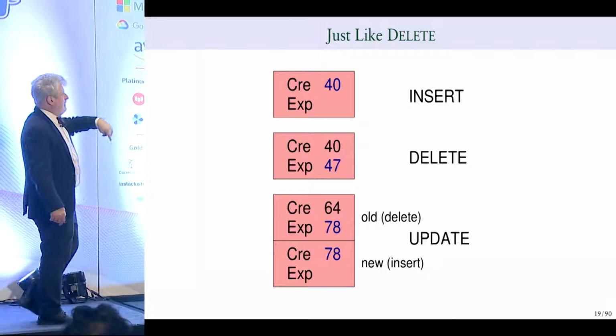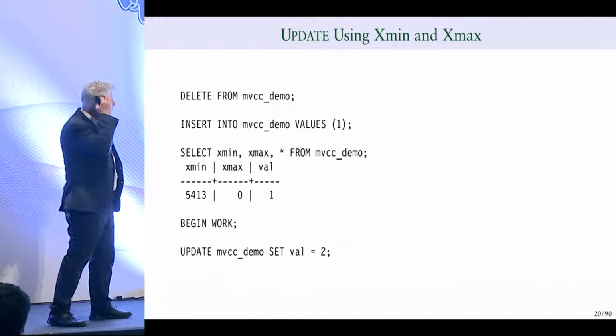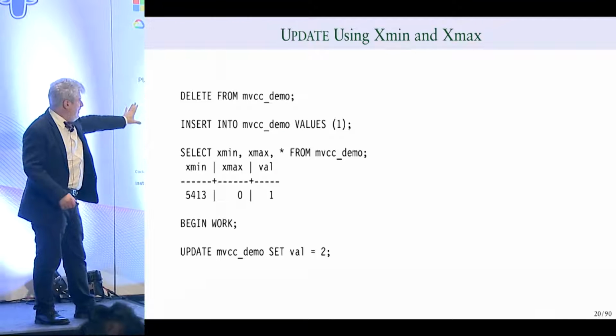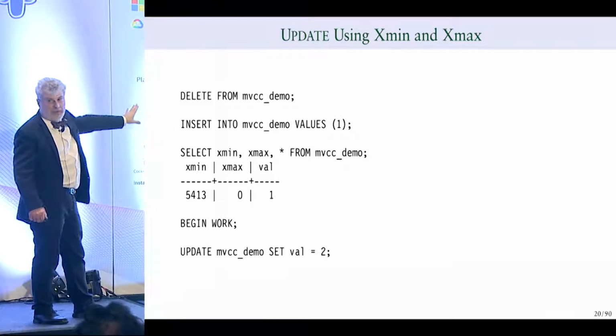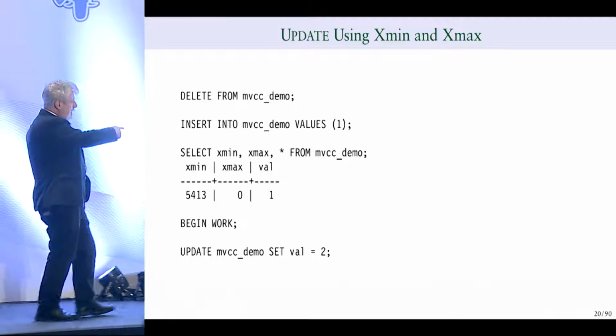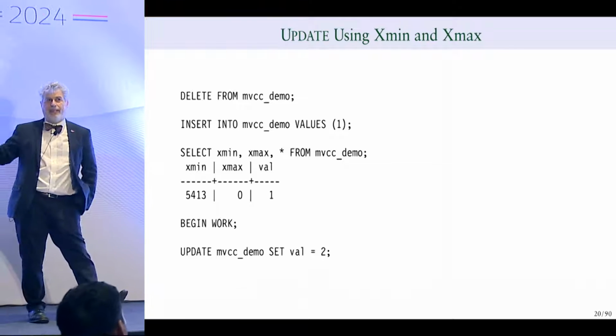Now we're going to do the update, which is kind of the most complicated one. Here we have insert a 1, and you can see my row right here, 5413. We're looking good here. No expire. We begin, and we change the 1 to a 2.